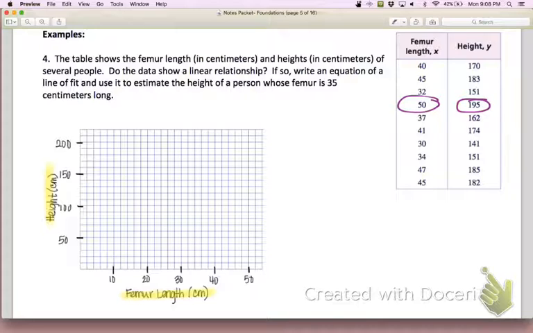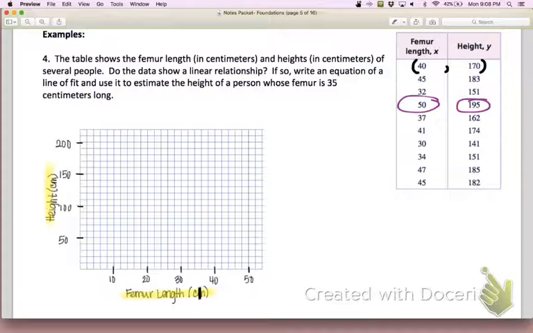So I'm going to go through now and plot each one of these data points. For example, my first one, I'm going to treat each of these as an ordered pair. So 40, 170. I'm going to go over to 40 for femur length and go up to 170, which would be right here, I think. Whoops. Right there. Sorry, I'm having a moment with my technology. It doesn't want to let me draw a dot.